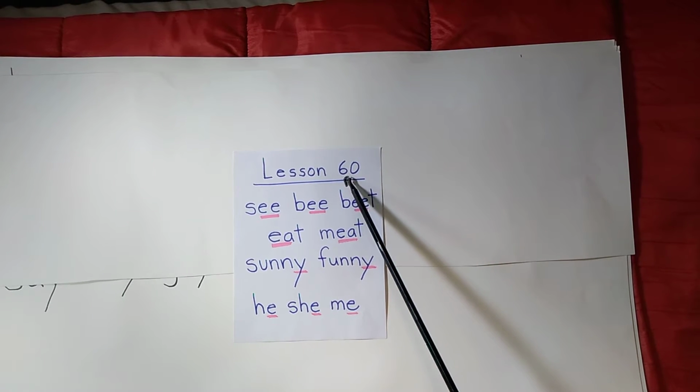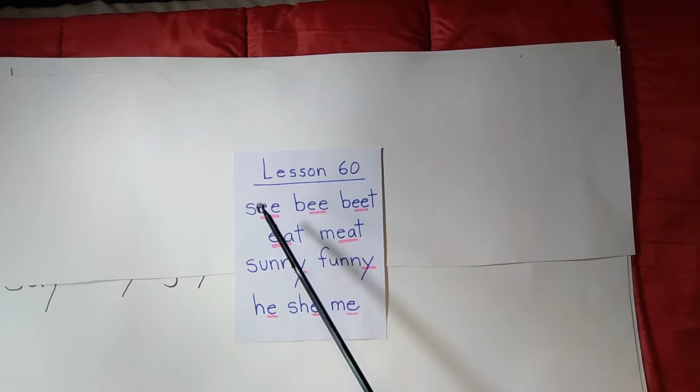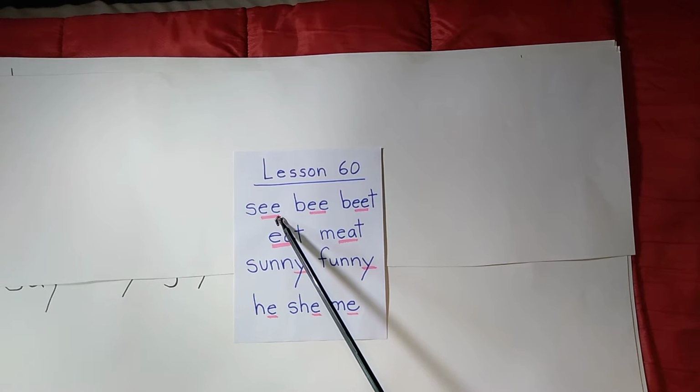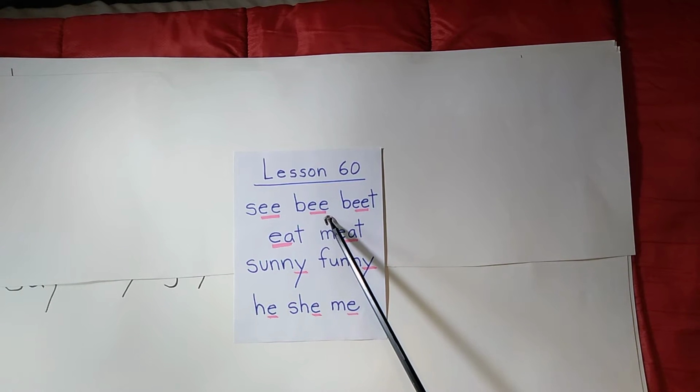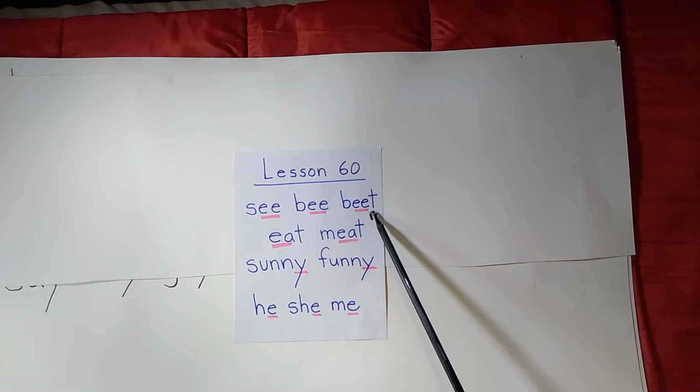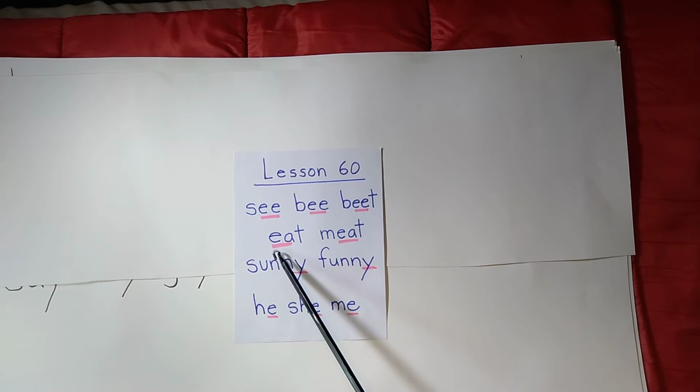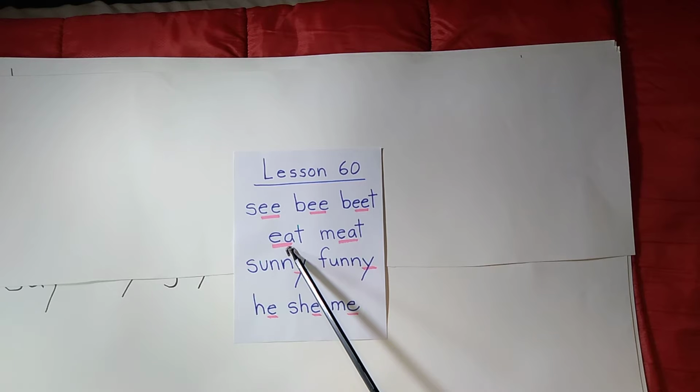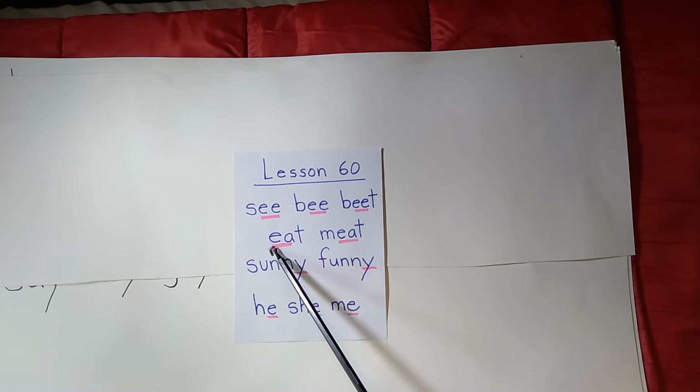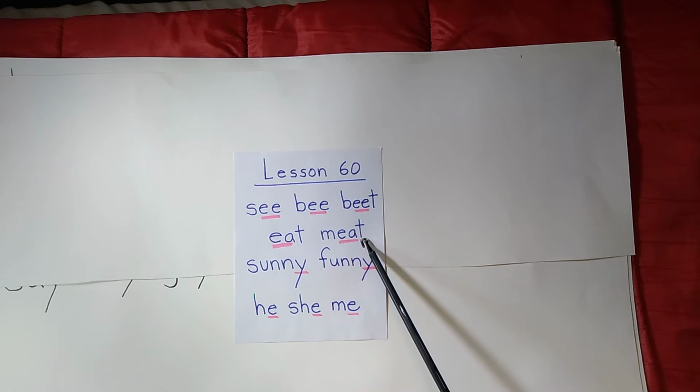In this lesson, we're going to look at 4 ways the long E sound can be formed. One way is double E, as in see, like see with your eyes, bee, as in the bee that buzzes and stings, and beet, the red vegetable. Also, EA oftentimes makes the long E sound, not always, but most often, more than 50% of the time. And we have eat and meat.